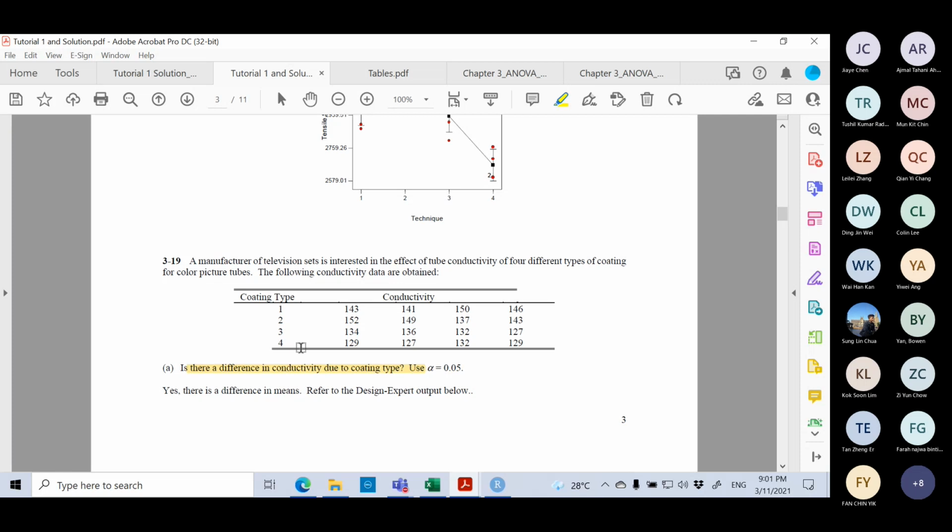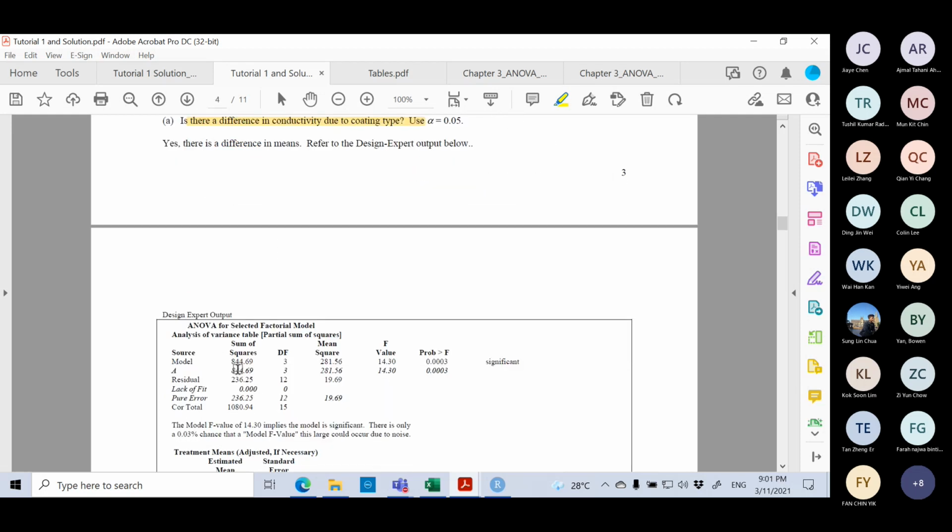Okay, they just ask you whether there is a difference between the coating types. So you just perform the analysis of variance table. From the analysis of variance here, clearly we can refer to the p-value. The p-value shows us that there is a significant difference. After that, if we want to know which pair of them has a significant difference, then we look at the results.